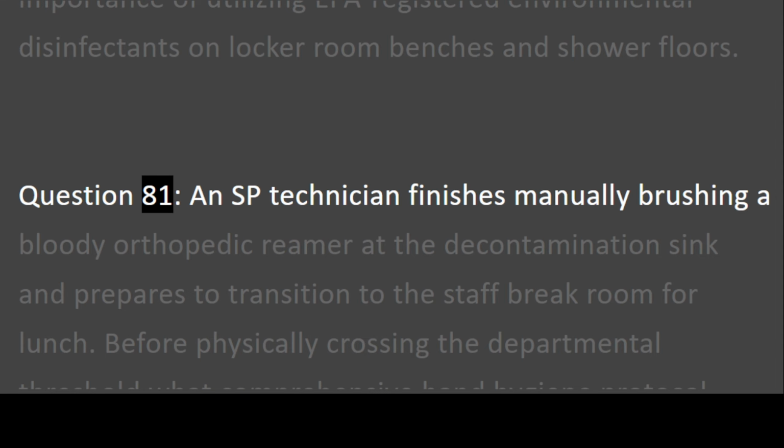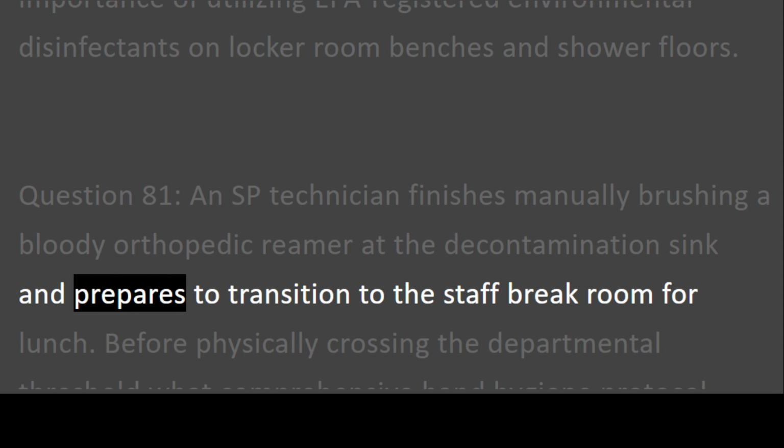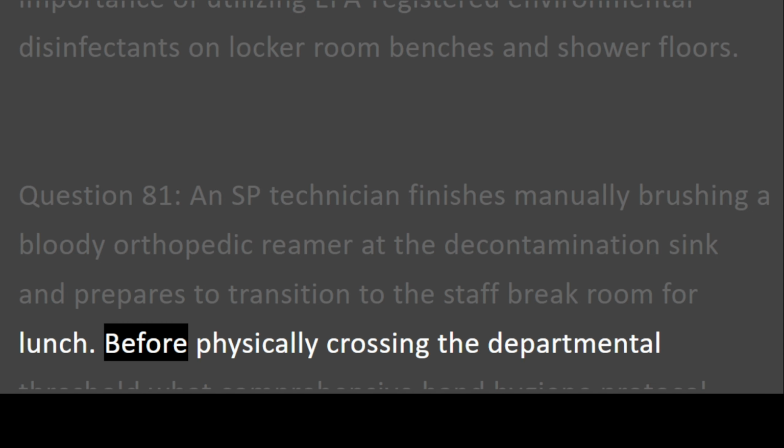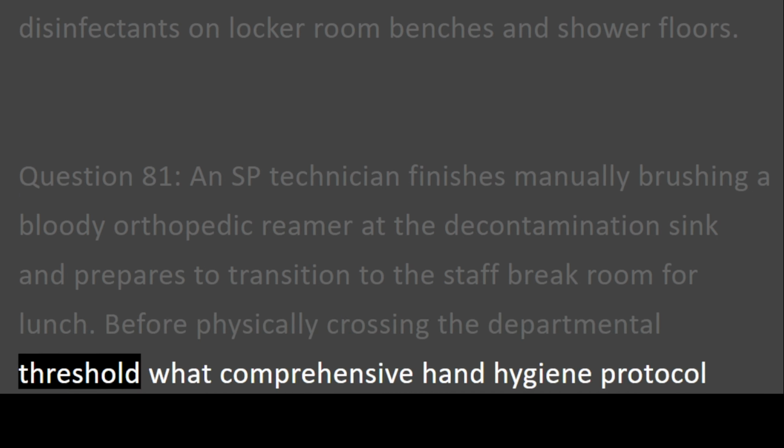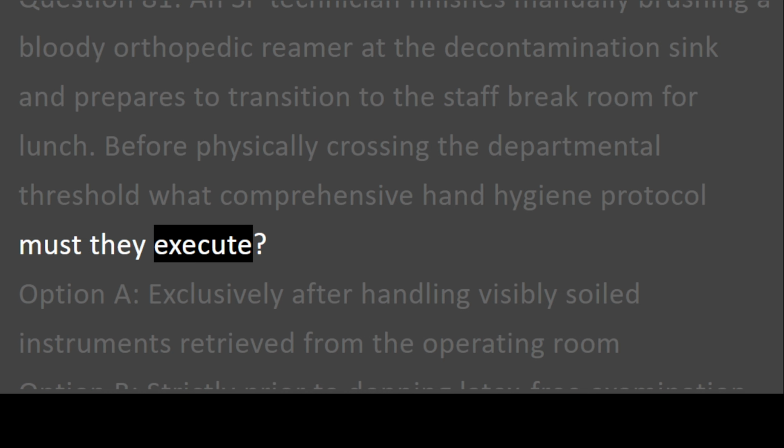Question 81. An SP technician finishes manually brushing a bloody orthopedic reamer at the decontamination sink and prepares to transition to the staff break room for lunch. Before physically crossing the departmental threshold, what comprehensive hand hygiene protocol must they execute?